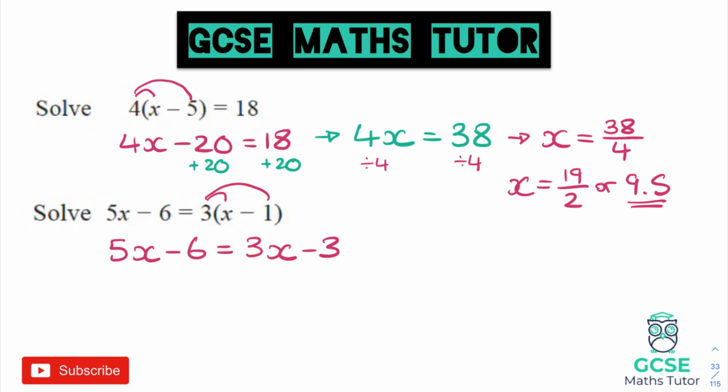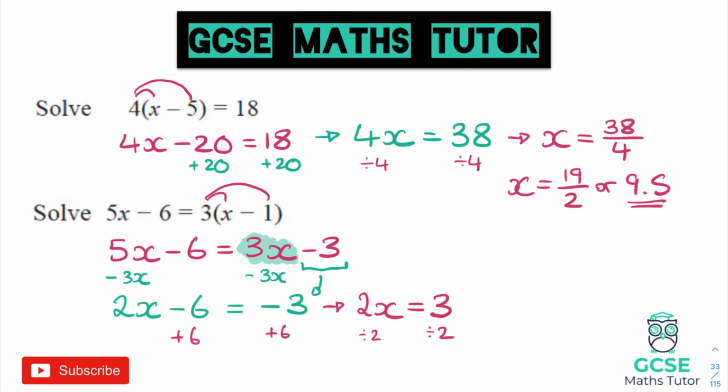So we'll expand the bracket and then delete the smallest x from both sides. So for here that's the 3x, not forgetting to include any symbols with any pieces left over. Again, following the same process, we could add 6 to both sides and divide by 2 to get a final answer, and we can write that as a fraction or as a decimal.